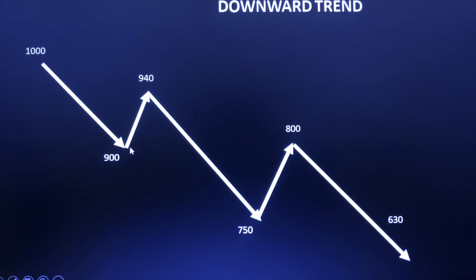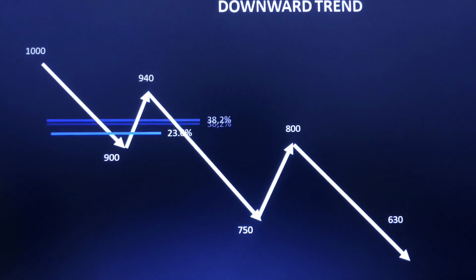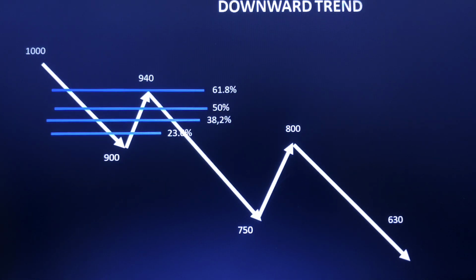So for finding out what level this price correction can extend to, we draw from high to low by connecting the Fibonacci retracement. When we draw this, we get 23.6 first, then 38.2, 50% and 61.8%. This is the way we get the retracement.